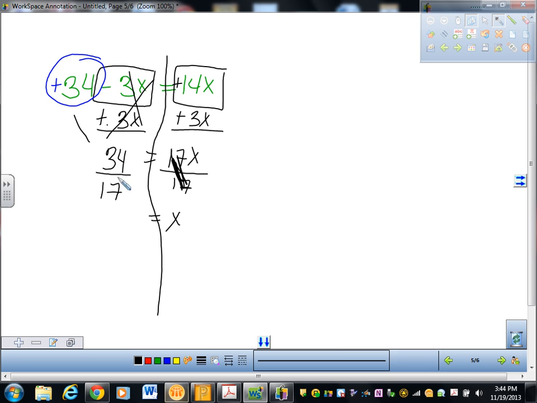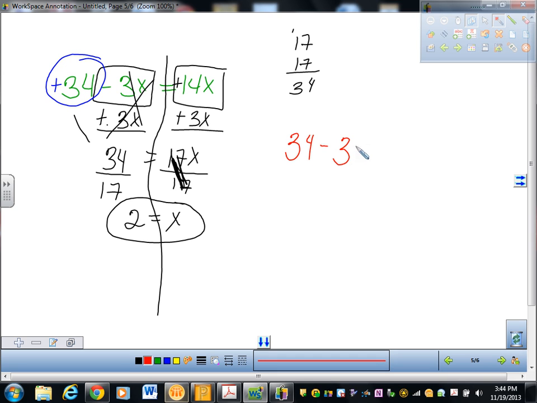And then I've got 34 divided by 17. Well, 17 and 17 is 34, so 17 goes into 34 2 times. So 34 divided by 17 is 2. So x equals 2. And I'm going to go ahead and check my answer because I can, and I always want to be right.